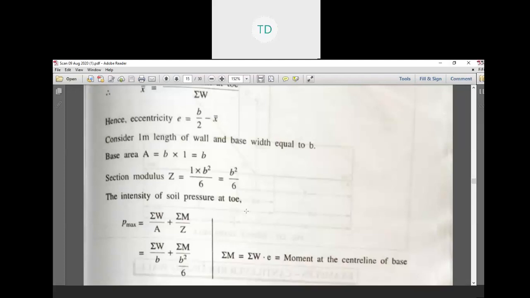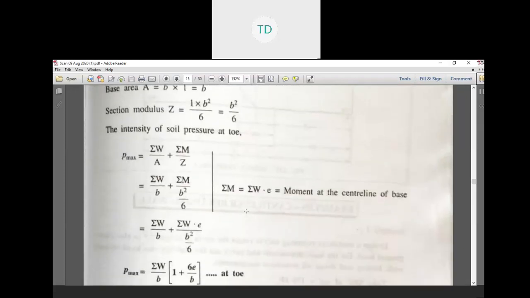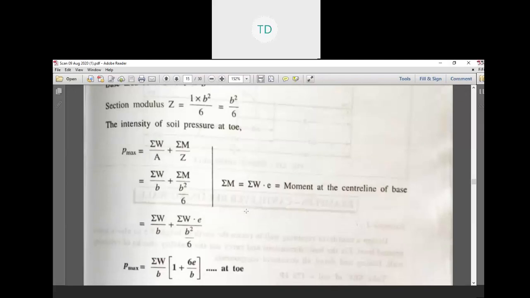The intensity of soil pressure at toe. Maximum pressure is summation of W divided by area plus summation of moment divided by modulus. Putting the values of each component, summation of W divided by B plus summation of M divided by B square divided by 6, in which summation of M is equal to summation of W into E, the moment at the center line of base.